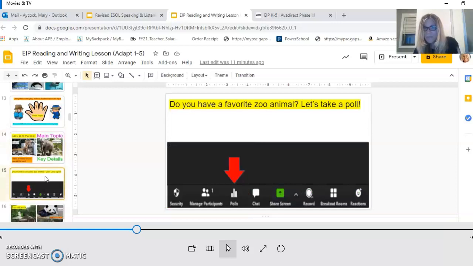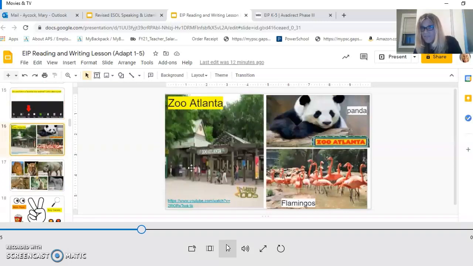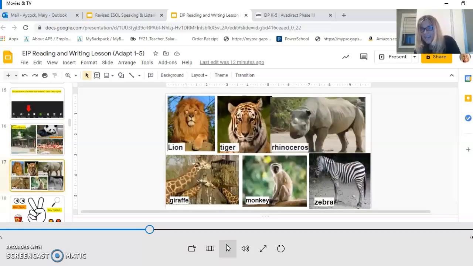We took a poll about our favorite zoo animals. We talked about all of the information we found in the video at Zoo Atlanta. We had a real world connection. And we took turns yesterday talking about our favorite zoo animals. Well, today we're going to study one of these zoo animals for our reading. And I'm going to tell you some information about it. I'm going to tell you some key details.